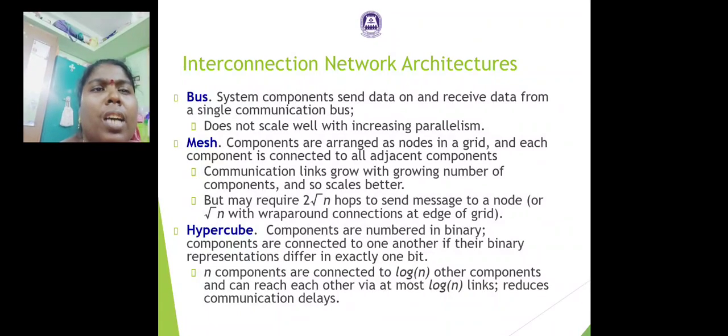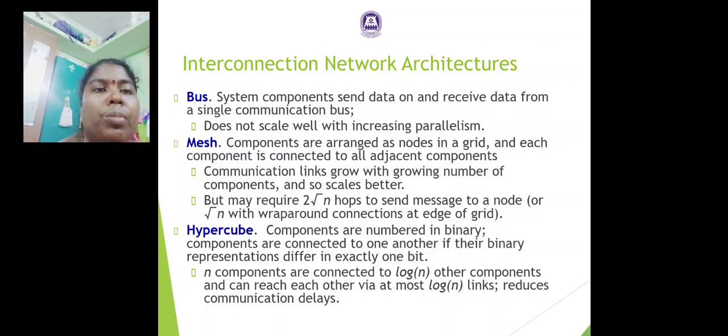Here the components are arranged as nodes in a grid format, and each component is connected to all other adjacent components. The communication links grow with the growing number of components and so it scales better, but it may require 2 times root n hops to send a message to a node. Next we move on to hypercube.